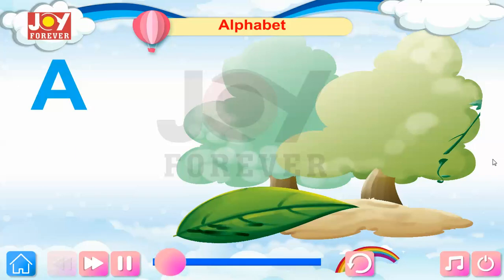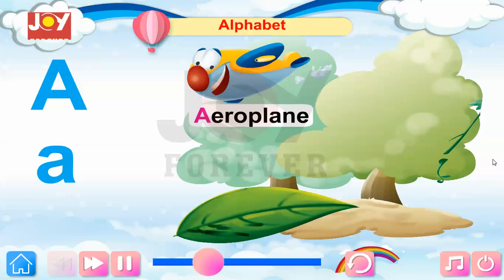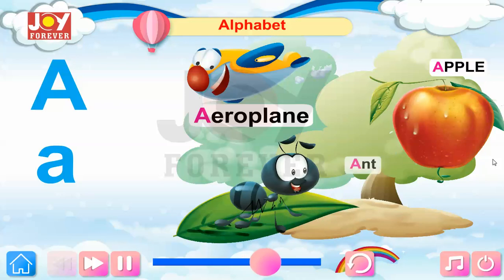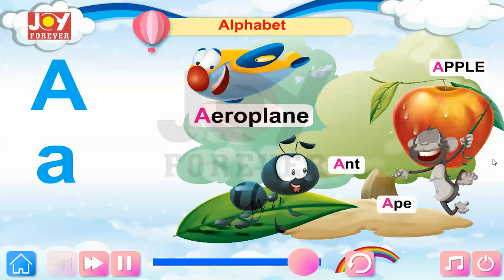Capital A, small a. A for aeroplane. A for apple. A for ant. A for ape.